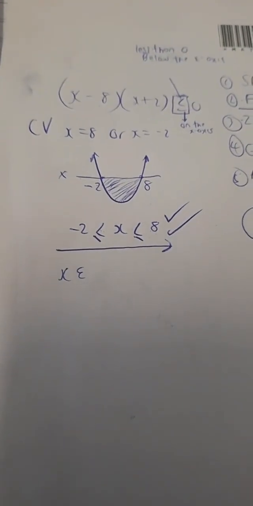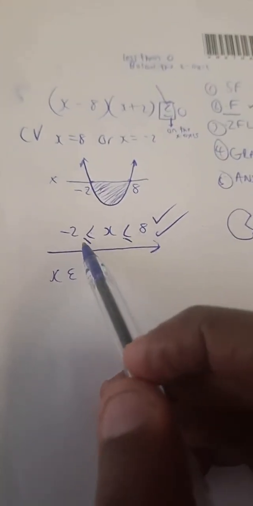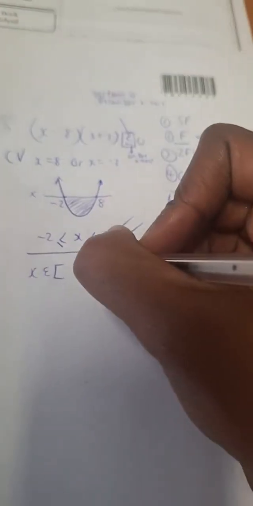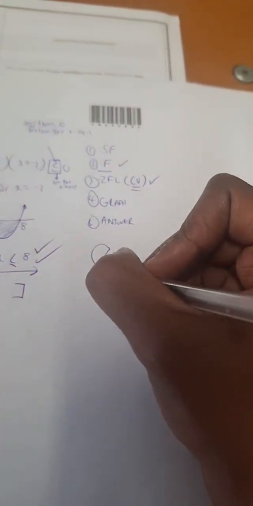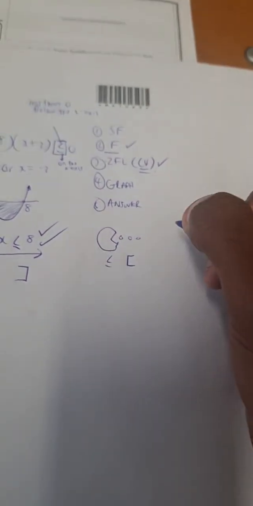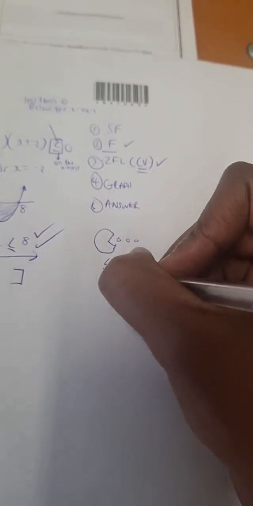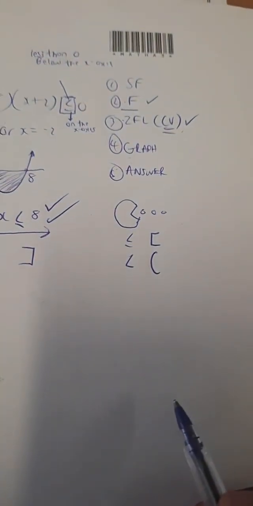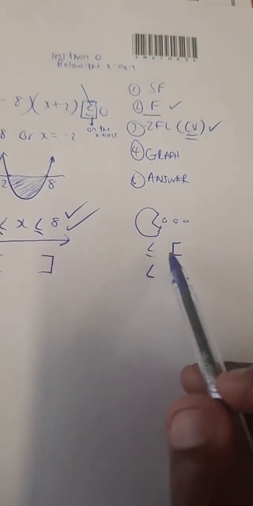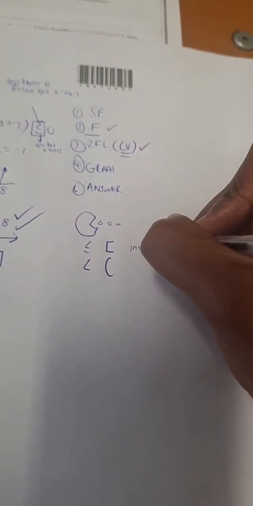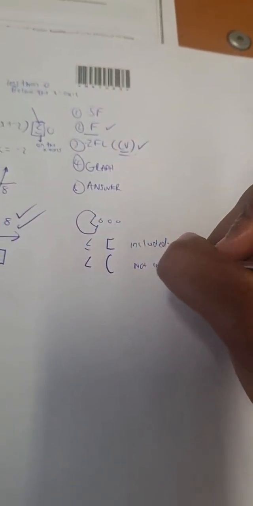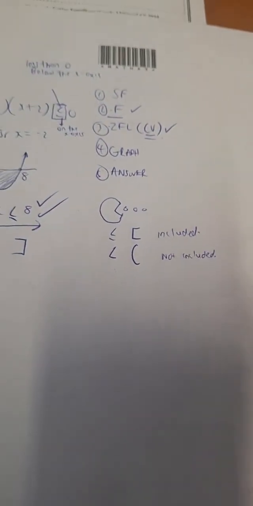Or you could write your answer in interval notation form. Less than or equal means square bracket. Less than means open bracket. The square bracket means the answer is included. The open bracket means the answer is not included.